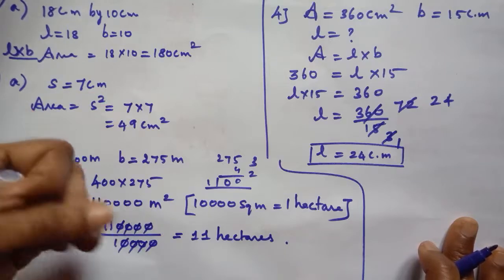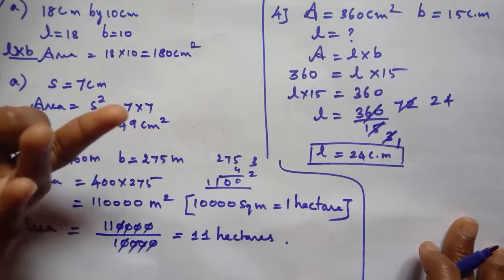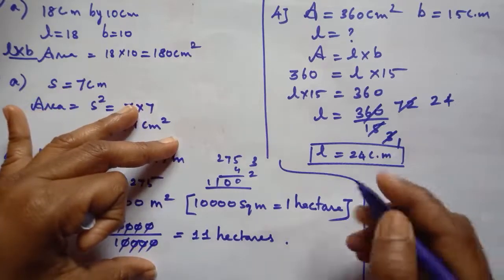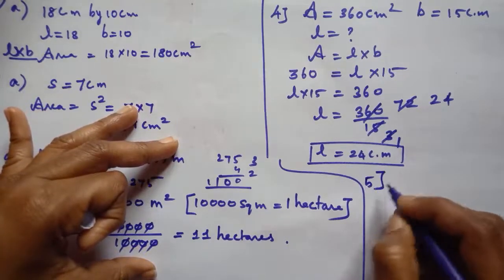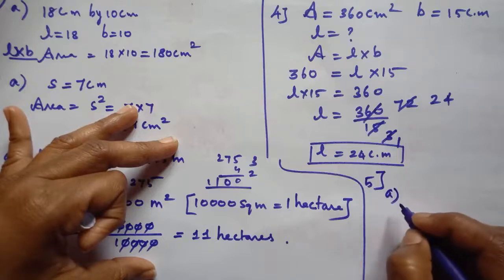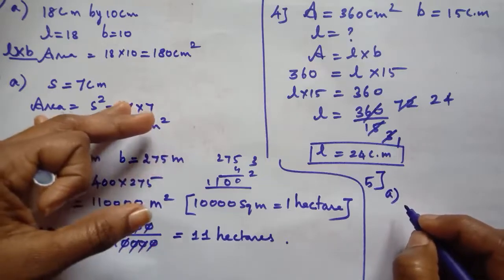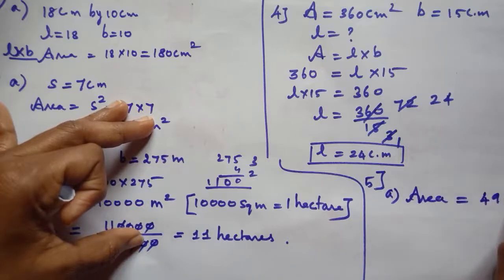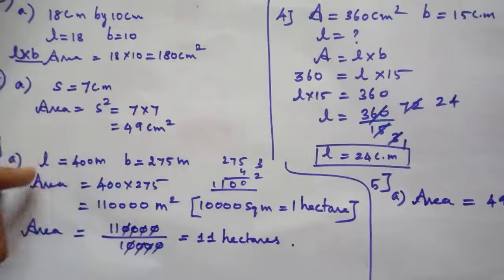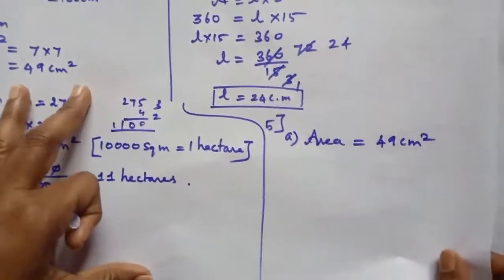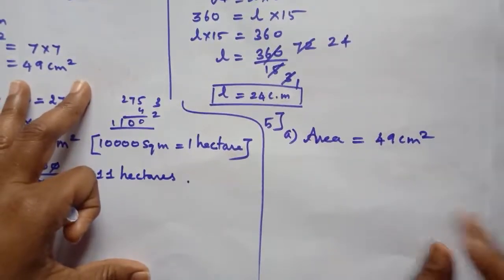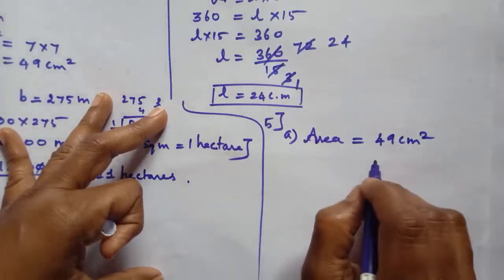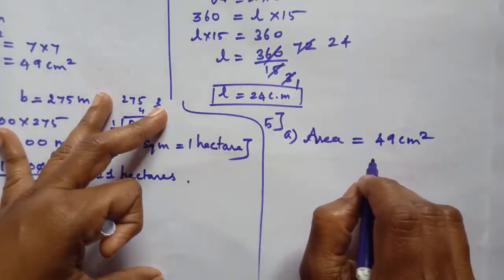Is it clear? So you can easily find the perimeter. Now let's take the fifth question, A subdivision. Find the perimeter of a square whose area is equal to 49 centimeter square. Here, using the area, we have to find the perimeter of a square.